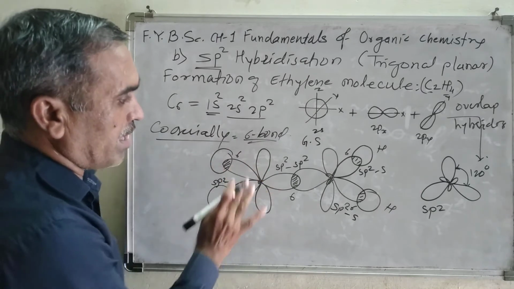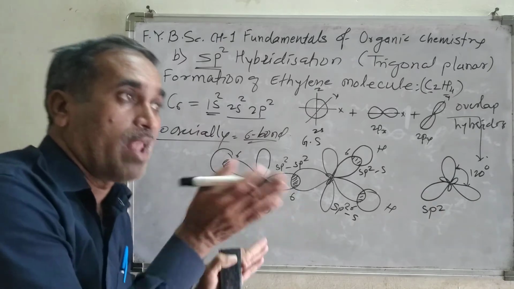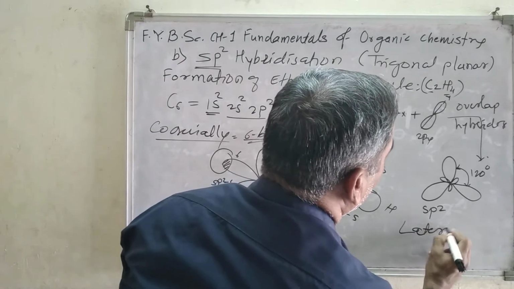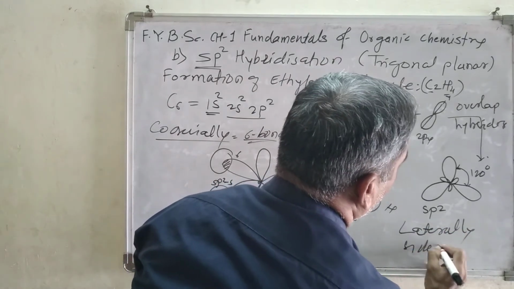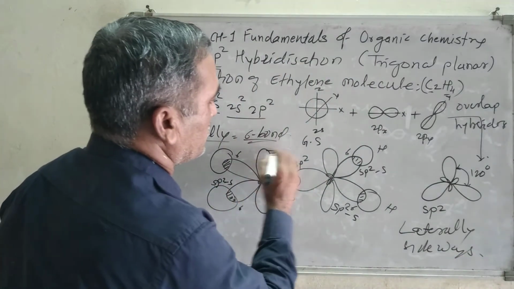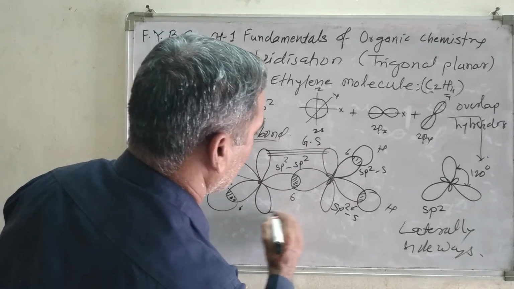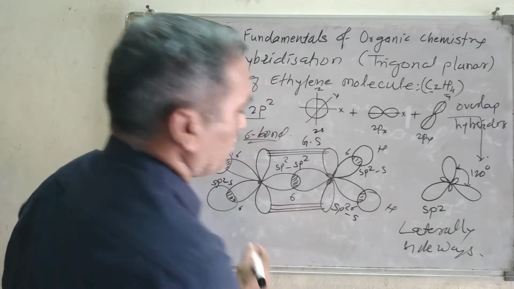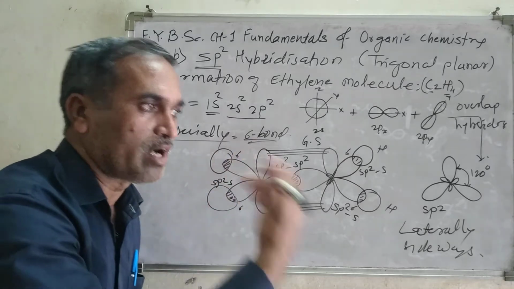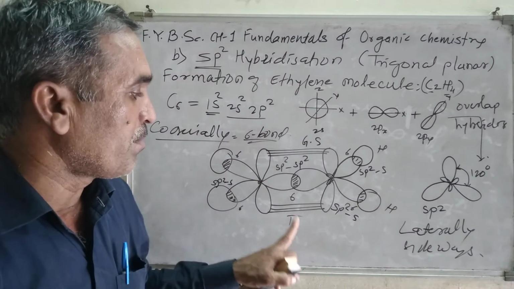Now what is happening is that the 2pz orbital of one carbon atom overlaps laterally, or sidewise, with the other. Look here: the lateral or sideways overlapping takes place between an unhybridized orbital of one carbon atom and that of another carbon atom, and when they form a bond, that is called the pi bond.